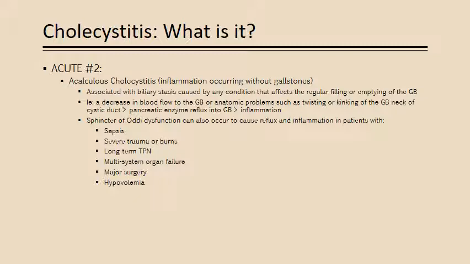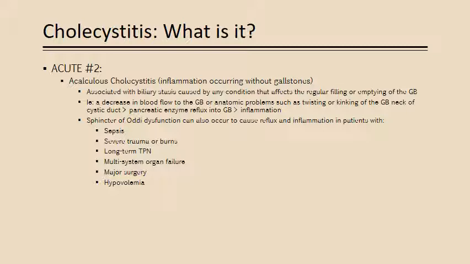The acute number 2 is acalculous cholecystitis. Imagine that, calculous and acalculous. Anyway, this is inflammation occurring without the gallstones. It's associated with biliary stasis caused by any condition that affects the regular filling or emptying of the gallbladder. In other words, there's a decrease in blood flow to the gallbladder or anatomic problems such as a twisting or kinking of the gallbladder neck or the cystic duct. And this causes pancreatic enzyme reflux into the gallbladder, which results in inflammation.